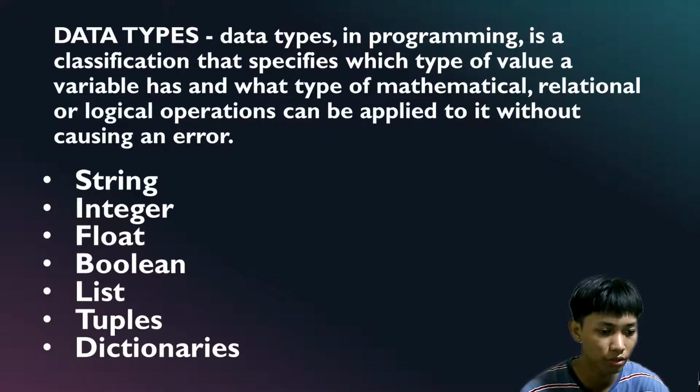Next, we have our boolean. The Python boolean type is one of the built-in data types provided by Python, which represents one of two values, which are true or false. Generally, it is used to represent the truth values of expressions.